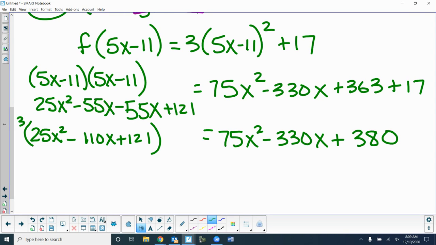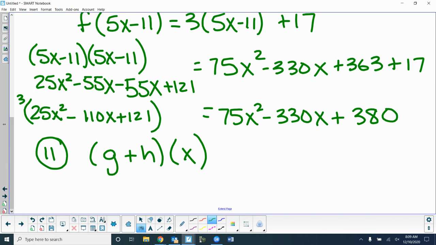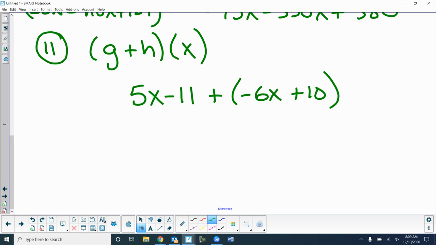All right, number 11. G plus h of x. So we're just adding the two together. G, again, 5x minus 11, plus h, negative 6x plus 10. Combine like terms. 5x plus a negative 6x, negative 1x. Negative 11 plus 10 is a negative 1. Okay.